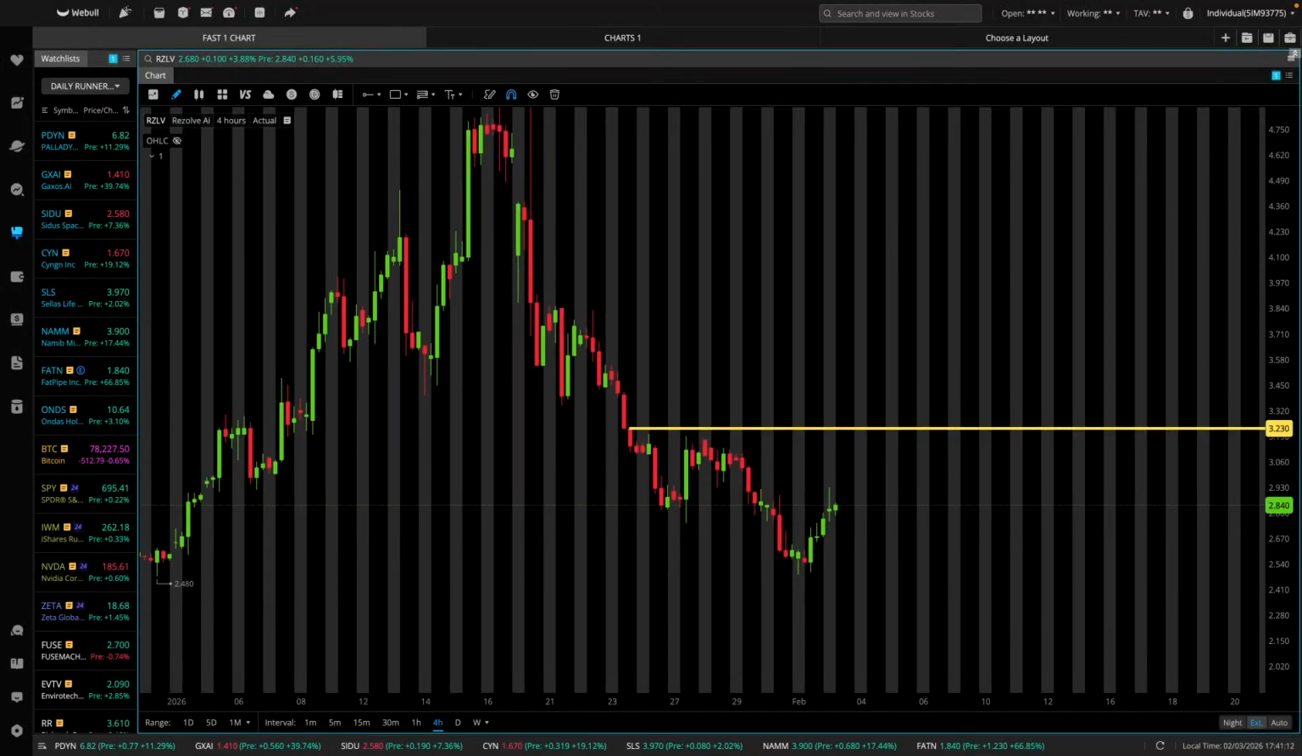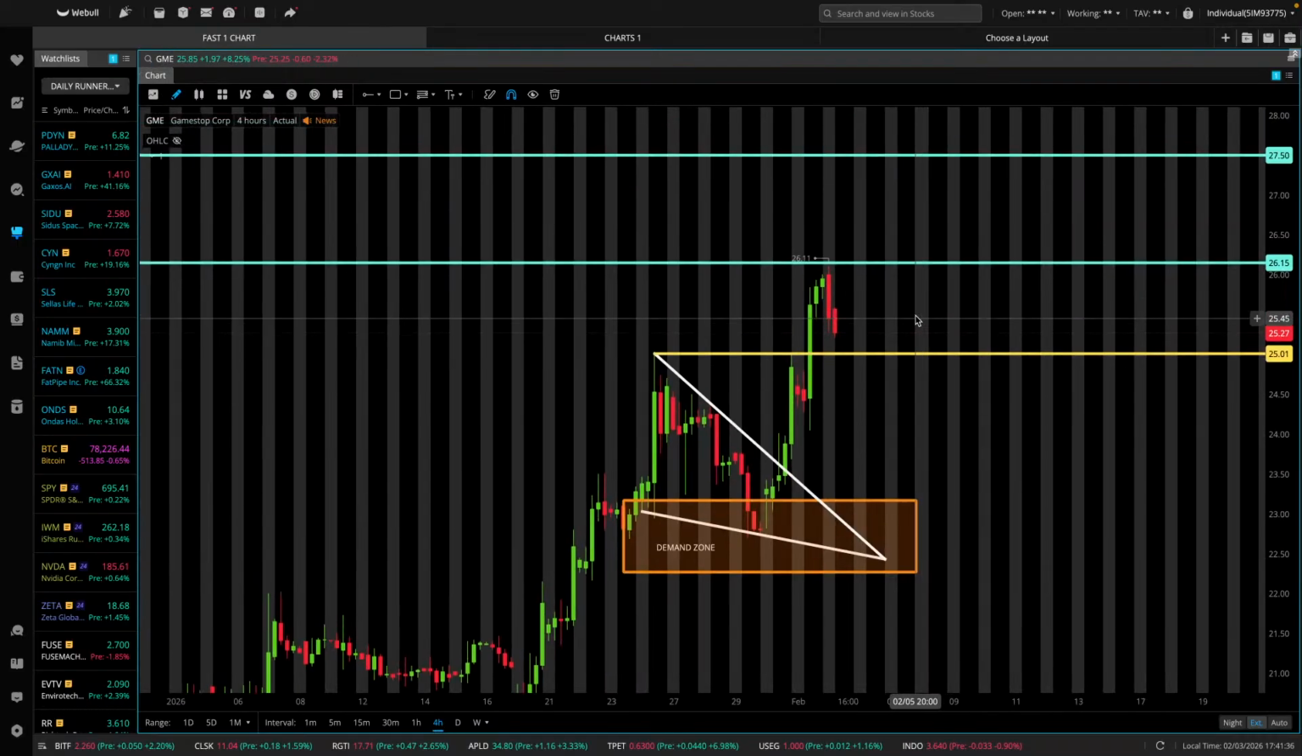RZLV, these are pretty much in demand zones, so they're looking like they're starting to reverse. RZLV, wait for 323 break. I don't know, these are due a reversal at some point whenever the market can get a wake-up call, because it's been absolutely dog poo for the last 3 months or so, I would say. Longer.